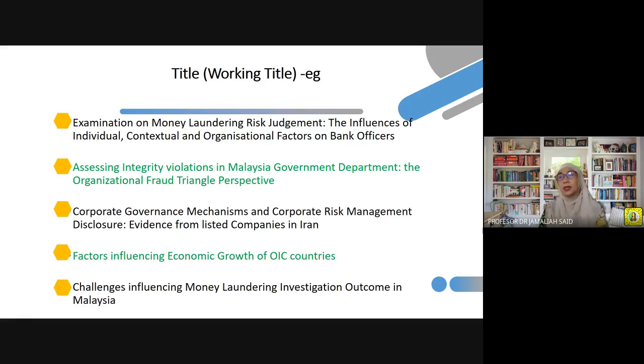The next one is factors influencing economic growth of an OIC country. See, factors. Maybe in this thesis they have 10 factors. Maybe what actually contributes to economic growth of a country: maybe human resource, maybe political stability, socio-economic factors. There are hundreds of factors. We do not know what factors this is examining. So the student is using the word factors. I hope in the thesis he mentioned that based on certain theory, they chose these three factors to examine whether these three factors, or these six factors, or these 10 factors will affect economic growth of countries.